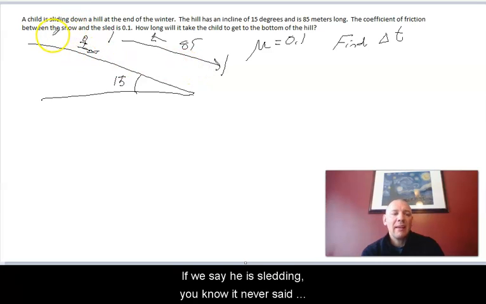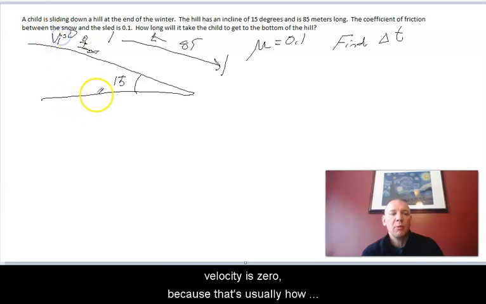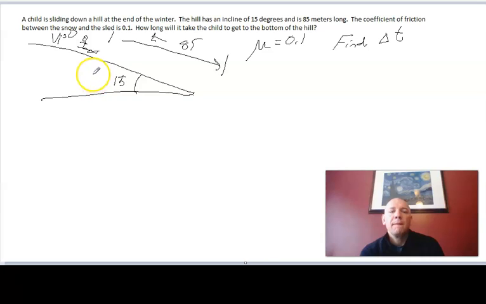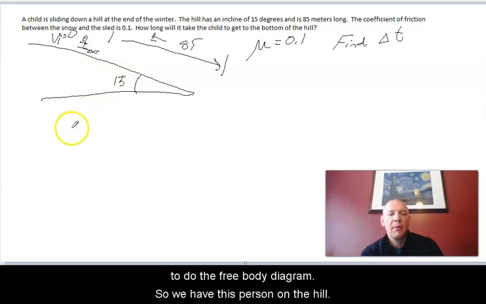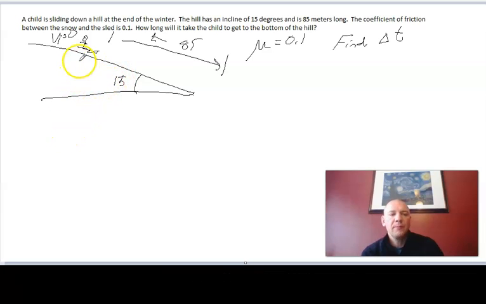If we say sledding, it never says anything about initial velocity, so I'll assume that the initial velocity is 0. That's usually how people go sledding. And that looks like the diagram. So the next step was to do the free body diagram. So we have this person on the hill.